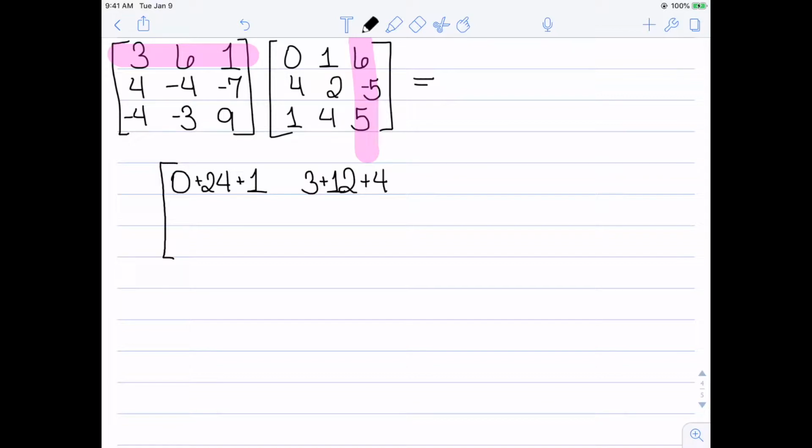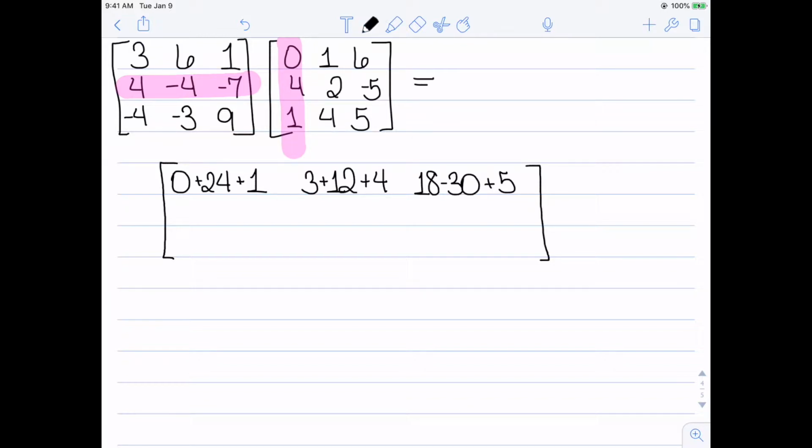3 times 6 is 18. 6 times -5 is -30. And 1 times 5 is 5. I now have the entire first row. I'm now going to move to my second row in the first column.